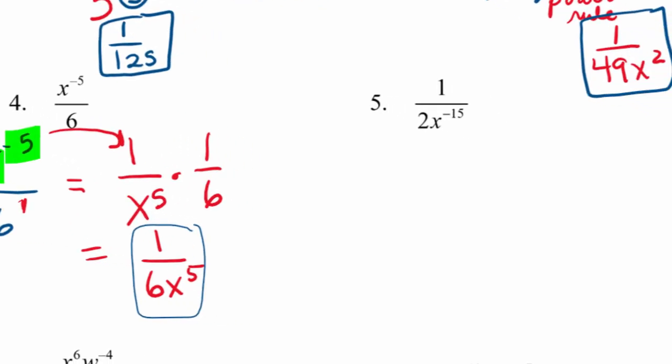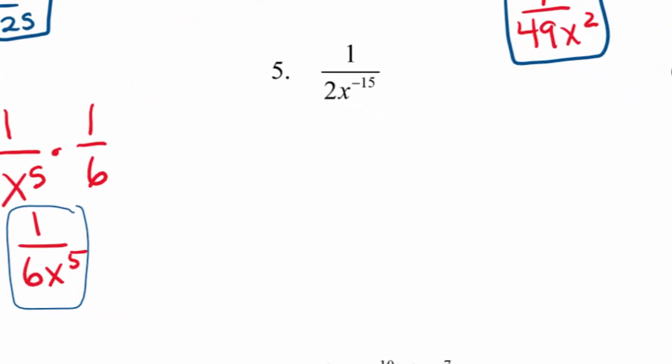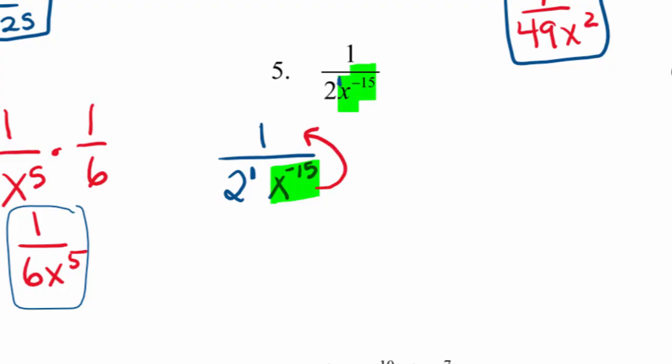All right, let's look at number 2. In number 2, now the -15 goes with just the x. Okay, and the 2 has a little invisible 1. So here's what we've got. I'm going to rewrite here. We have 2 to the 1st power, and then we have x to the -15. And the x to the -15 needs to move from the denominator up to the numerator. Why? Because that's the reciprocal. So the reciprocal when your negative exponent is in the denominator is to move to the numerator.